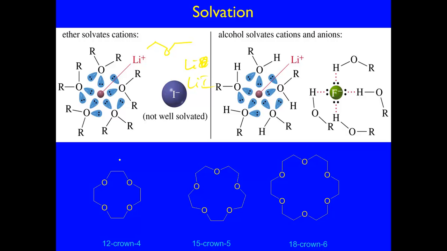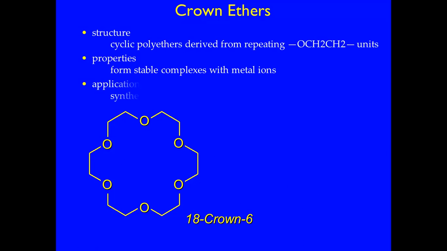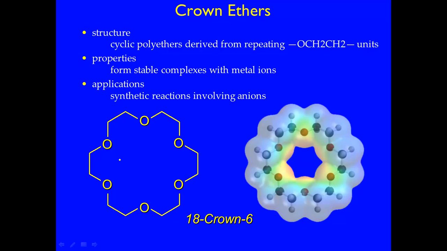If you have 5 of these units connected to each other, you get 15 crown 5, and if you have 6 of them, you get 18 crown 6. 6 is the number of oxygens. Okay. So now, if you add some salt to it, what would happen? Let's say this is 18 crown 6, right? And if you were to map the electron density of this 18 crown 6, oxygens are the electron dense place, and they have 2 lone pairs. The lone pairs are pointing inwards. So the inside of this ring is electron rich. The outside is mostly carbons, and that is not much electron rich, right?